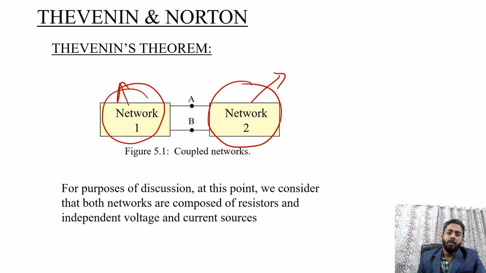Therefore, you can find out the amount of current flowing from network 1 to network 2 and the voltage drop between terminals A and B. So we have to simplify this circuit. Maybe network 2 is only a resistor connected to network 1, and that we can consider as a load.